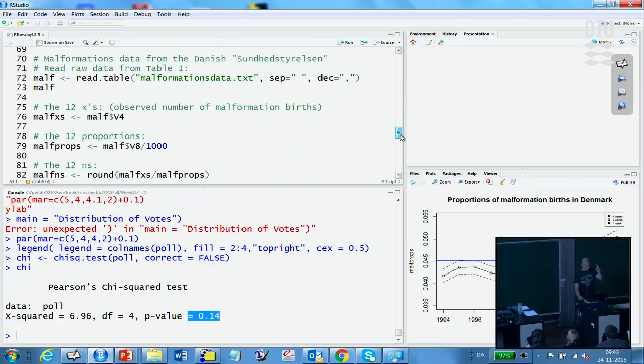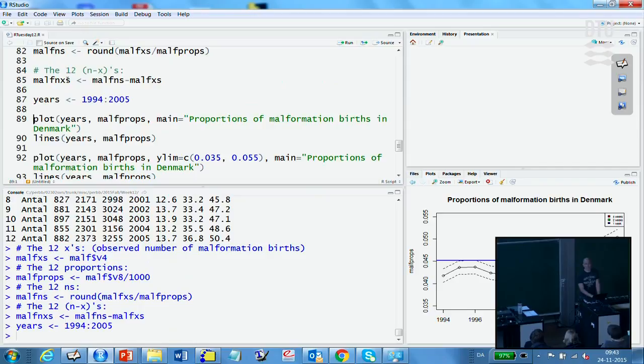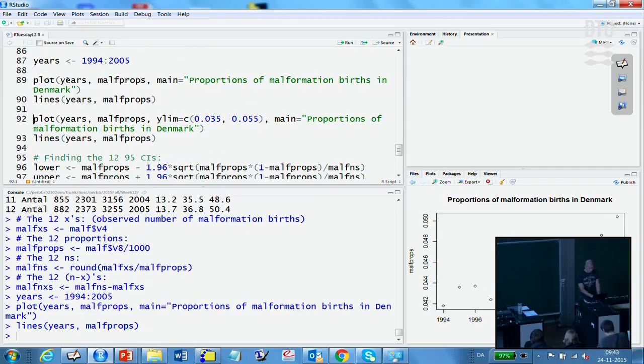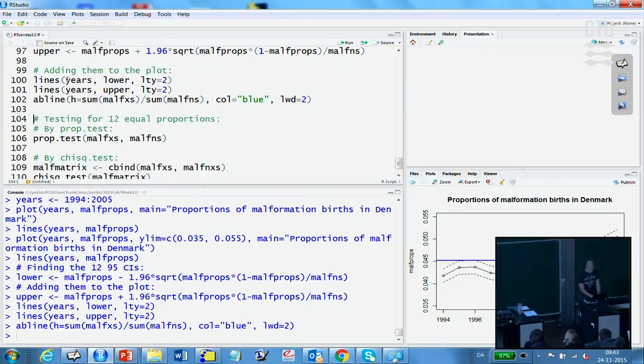I just want to mention that I shared this malformations data. That's also something I added last night. So if you downloaded things before last night, you won't have that as part of it. But I added that in, so you can actually redo it. I just copied and pasted the data from Sundhedsstyrelsen's table, and I added in those confidence limits that I have taught you to do today. And you can see this.